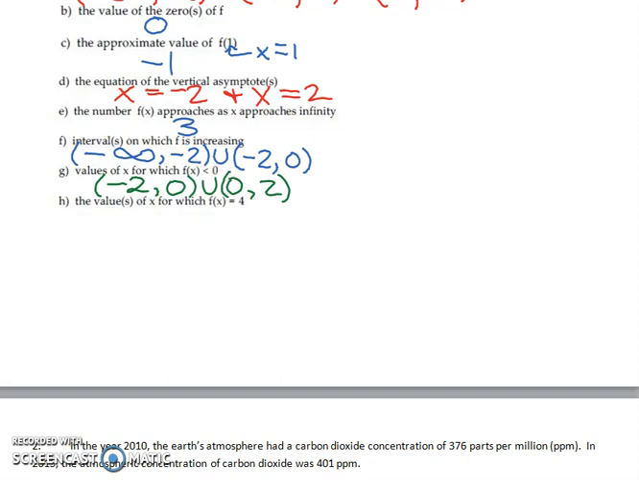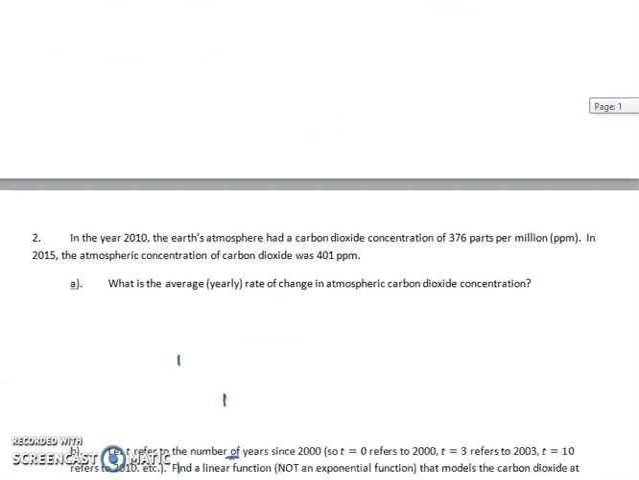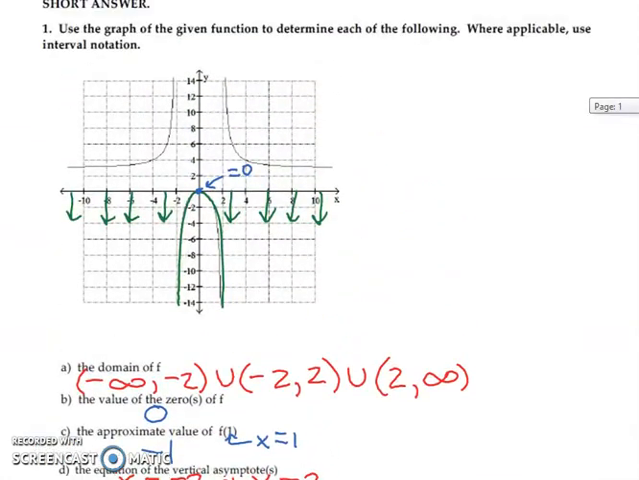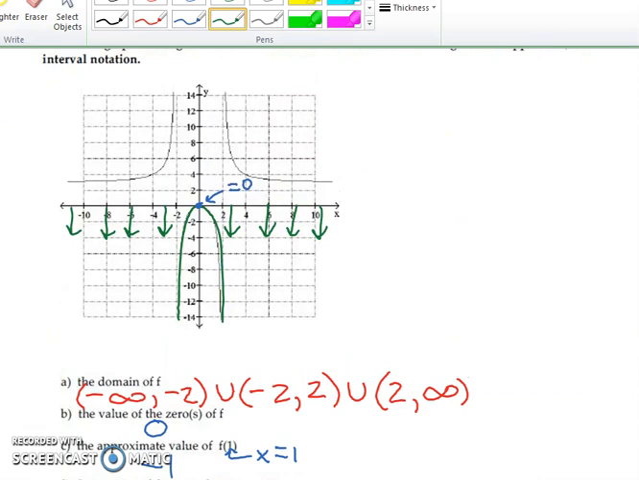And then the last one, question H, is basically asking the same thing as question C, but question H is saying the values of x for which f of x, meaning y. So I want to know the values of x when my y equals 4. So let's go up to our graph here. The values of x when our y value is 4.